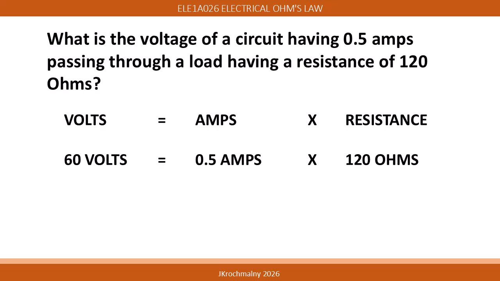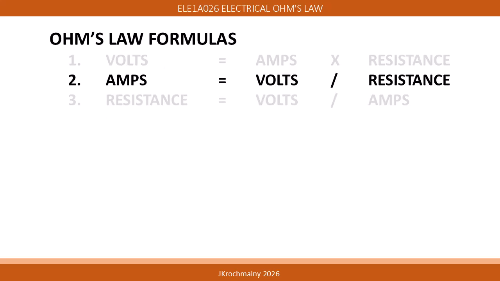Again, in reference to Ohm's Law, voltage is determined by multiplying the circuit amperage by the circuit resistance. 0.5 amps multiplied by 120 ohms gives us 60 volts. The second formula involving Ohm's Law involves finding the amperage of a circuit. In this equation, notice that this is found by taking the known voltage and dividing it by the known resistance. Amperage equals the volts divided by the resistance.